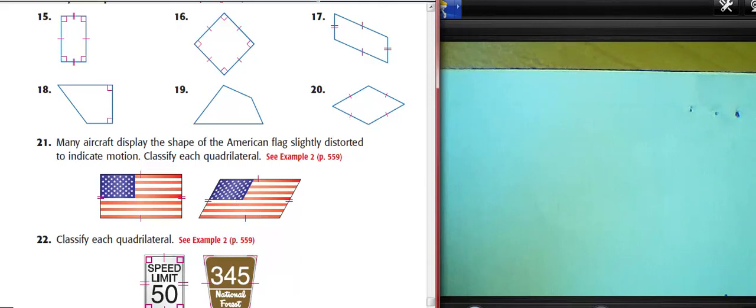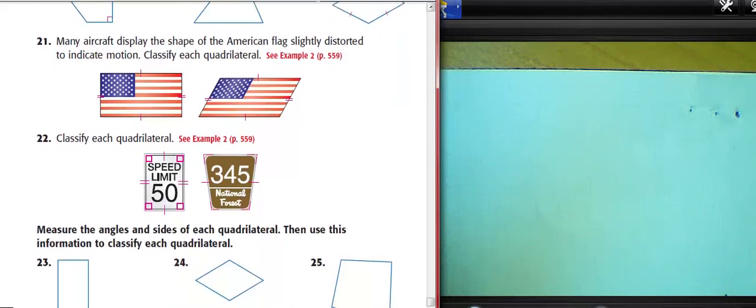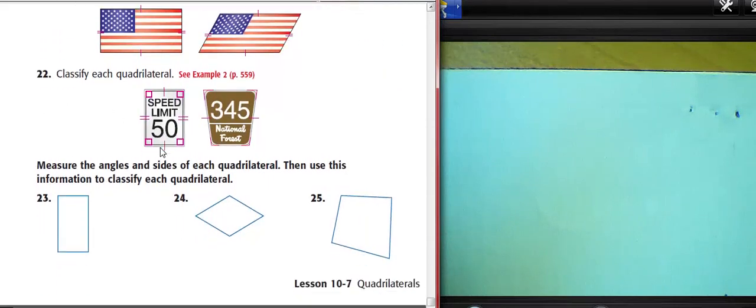Question 22. Classify each quadrilateral. Look at here. We have a rectangle. This is a rectangle. And this figure is a trapezium, an isosceles trapezium, because we have two sides equal in length. Measure the angle and sides of each quadrilateral. The measure of this angle equals 90 degrees. And 23, this angle will be 90 degrees.